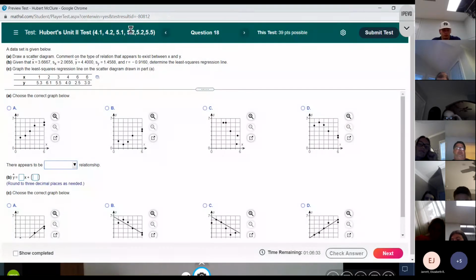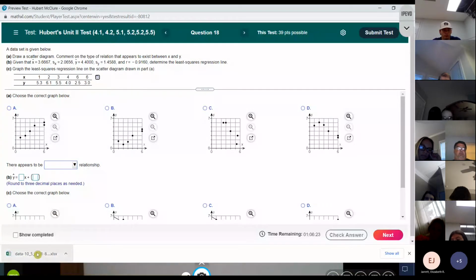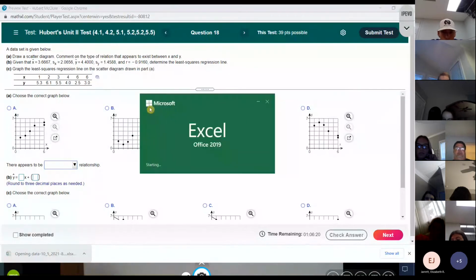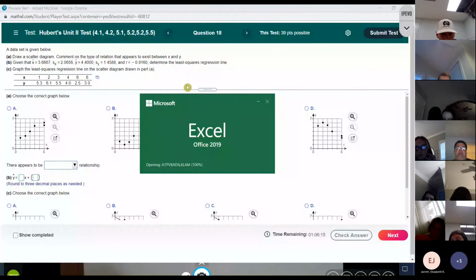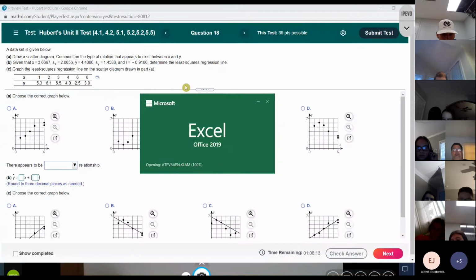All right, I'm gonna let y'all do this one. I'm gonna put it on the Excel spreadsheet for you so you can see the numbers. But do everything that you can for this one. They want the line of regression and all that stuff, and what does it look like, scatter plot and all that.